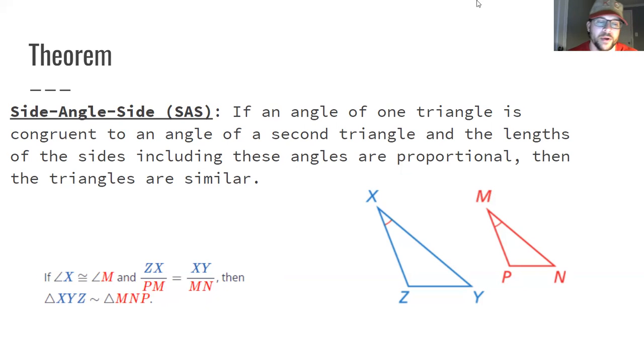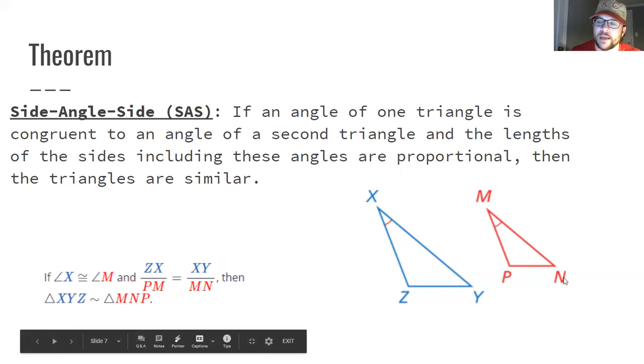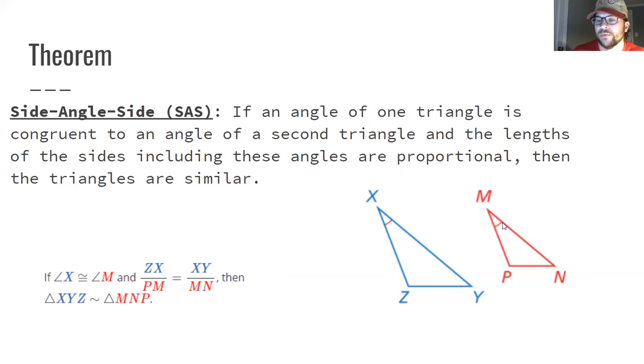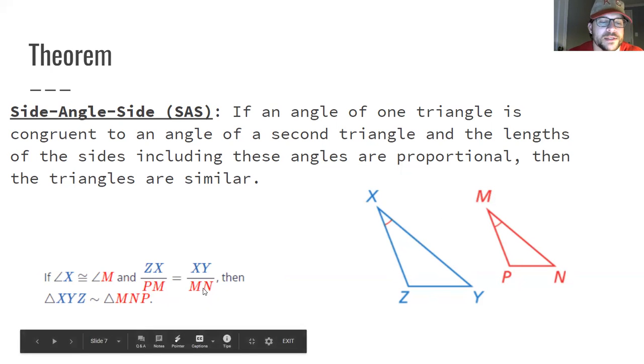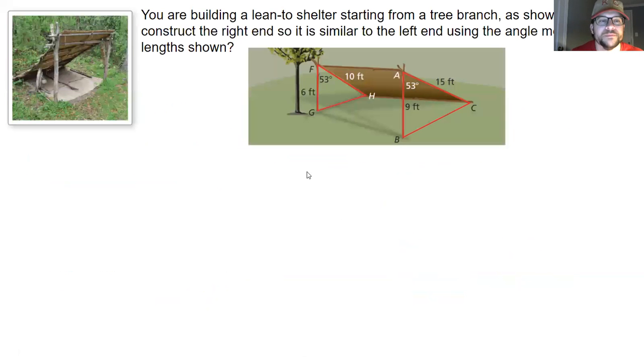Your sides must be touching the angle that you are saying is going to be congruent. So in this diagram, X and M are the angles that we are saying are congruent. So XZ and XY are the two sides that touch that angle. So that's why they are these sides here in blue. Then MP and MN are the sides that touch the red angle M. So that's why these are the sides listed here in that theorem.